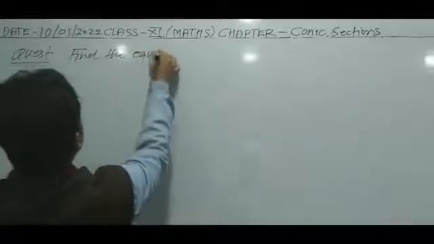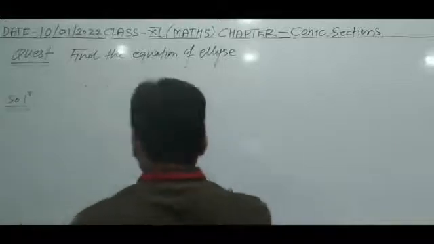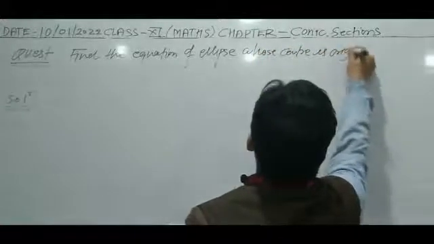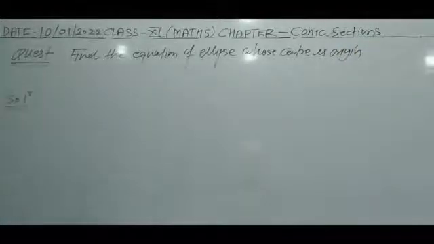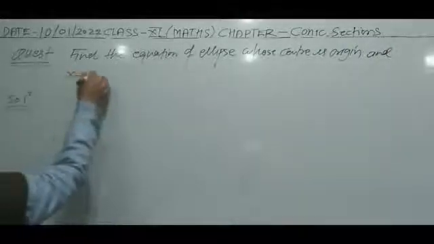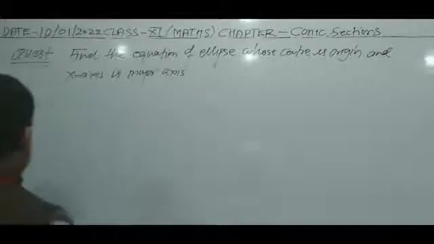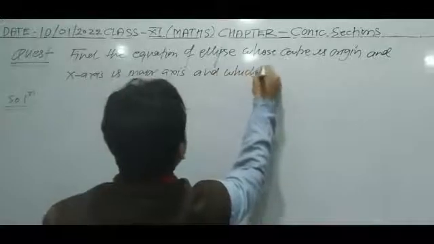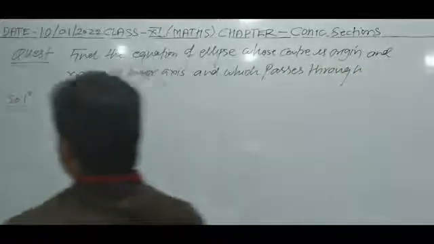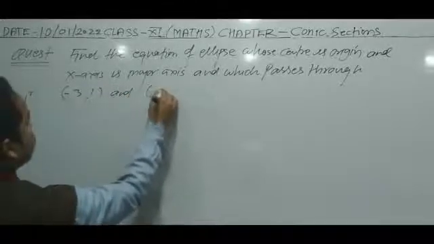Find the equation of ellipse whose center is origin, and x axis is major axis, and which passes through -3, 1 and 2, -2.